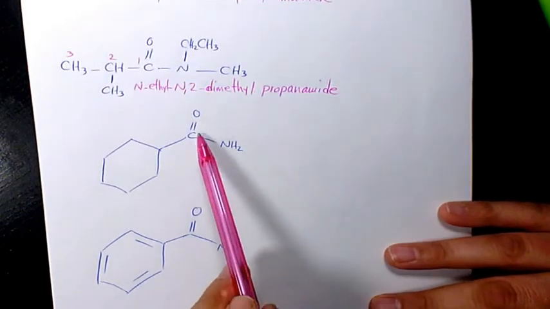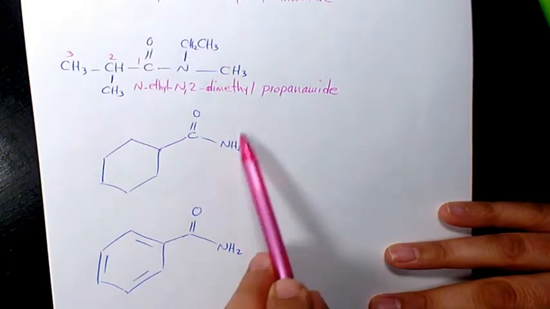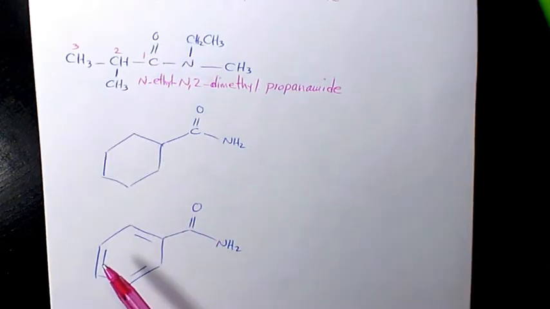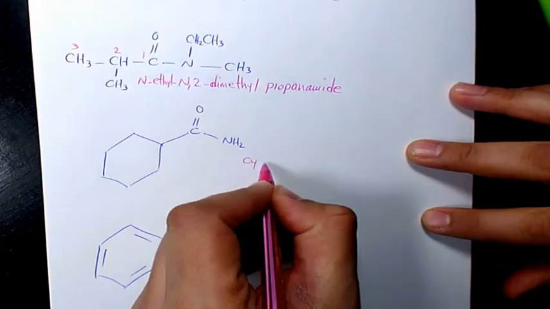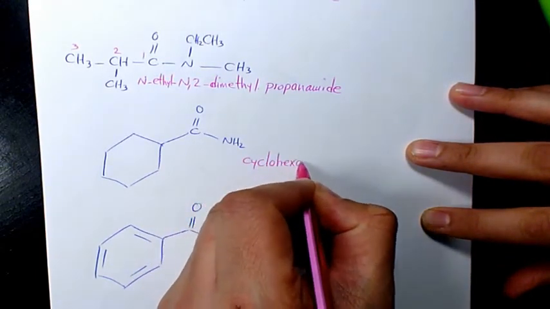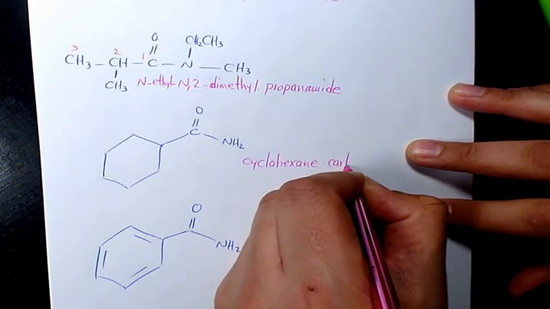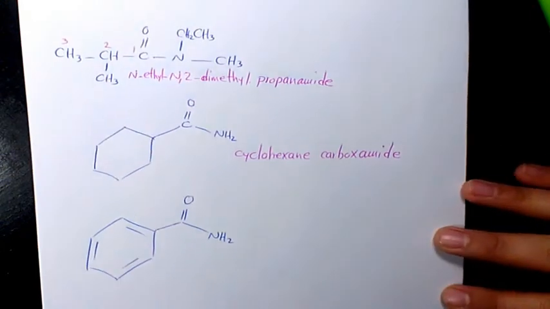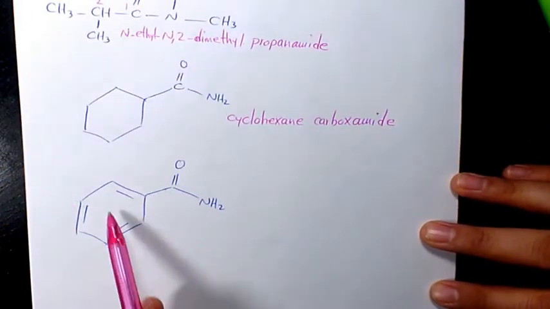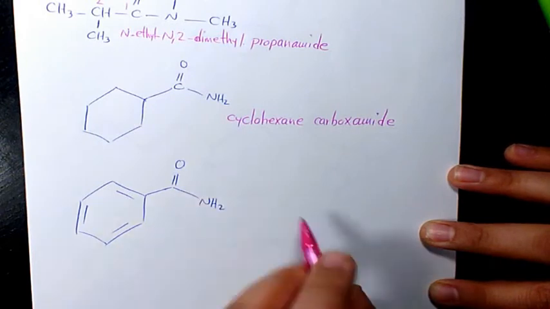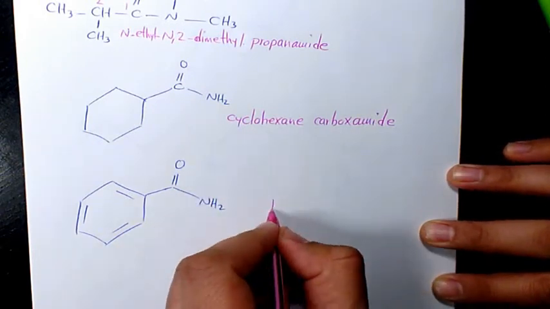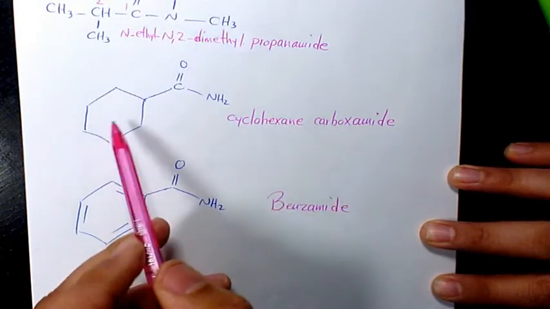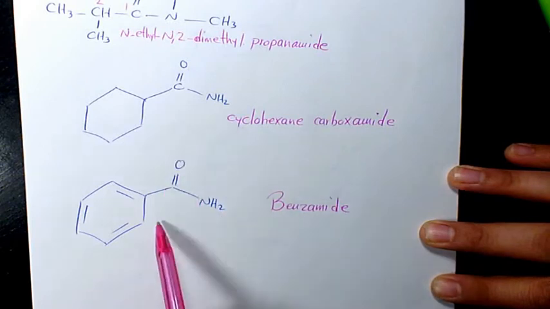Here, in one side it connects to NH2, none of them is substituted, and in this side it's connected to cyclohexane. So we call it cyclohexane carboxamide. Next one, we have benzene ring here, and this side connects to NH2, and we have carbonyl group. This one is called benzamide. So this one is cyclohexane carboxamide, and this one is benzamide.